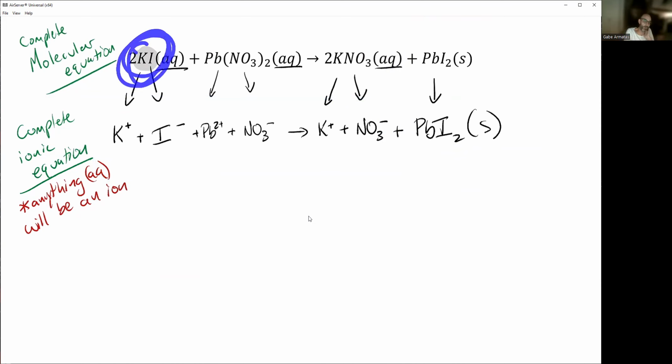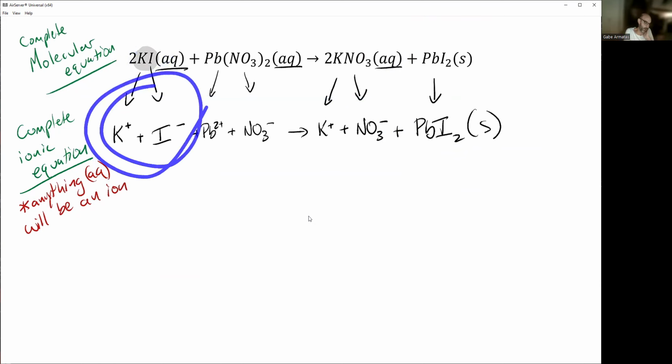So this is the job of the complete ionic, just to kind of put it out. K and I are no longer together. They're just going to be apart. Lead and nitrate are no longer going to be together. They're going to be apart. And we're going to take a look at these more complex versions of these. But now we're going to go through these ions one at a time, and we're going to ask, did it change? Is it still aqueous, or did it stay the same?